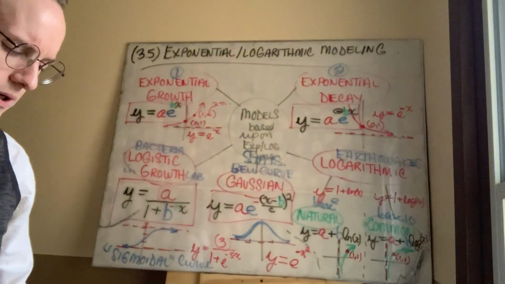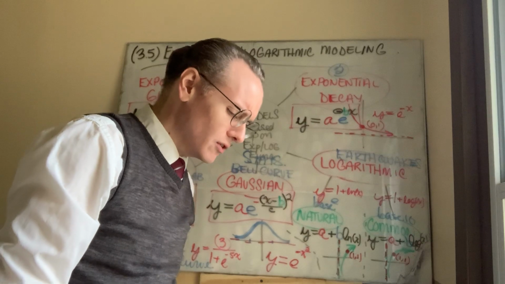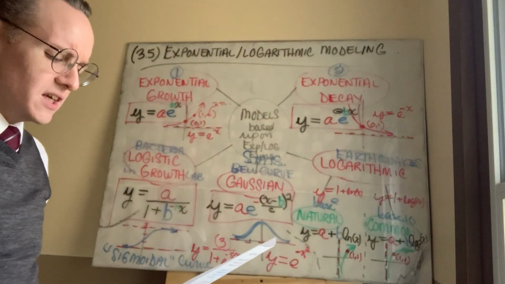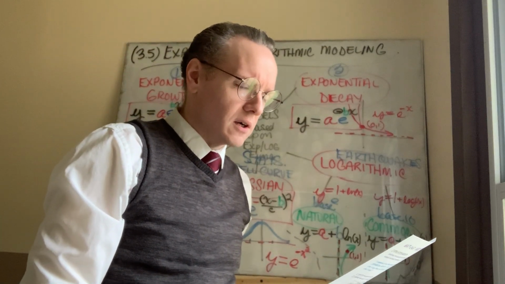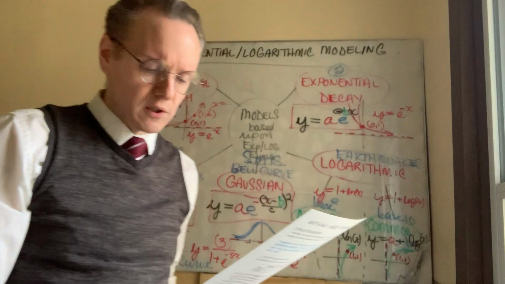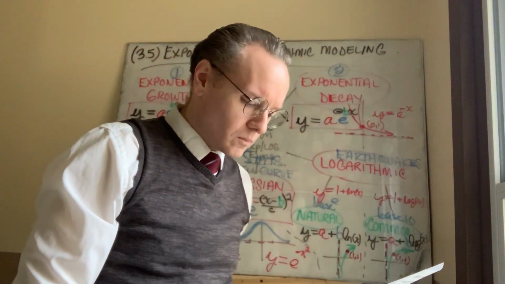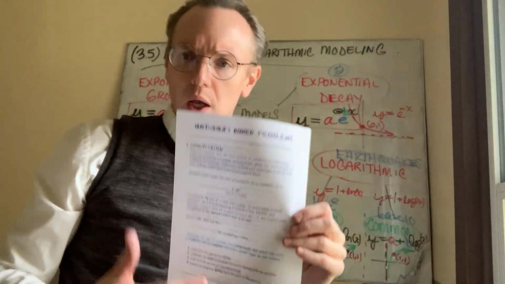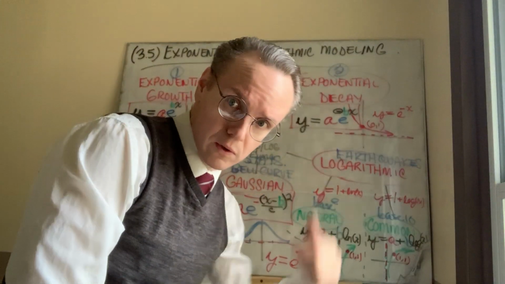8,223. Given that information, estimate the age of a newly discovered fossil for which the ratio of carbon-14 to carbon-12 is R equals 1 to 10 to the 13th, which is 1 to 10 trillion, 13 zeros. Now, as far as going through the process, I'm going to do it in these steps. And I'll erase the little bit that I need to.